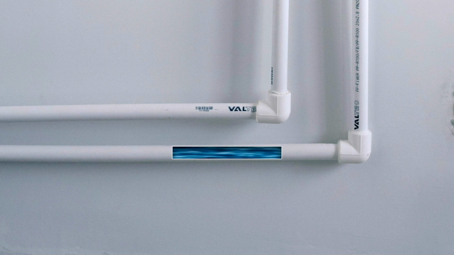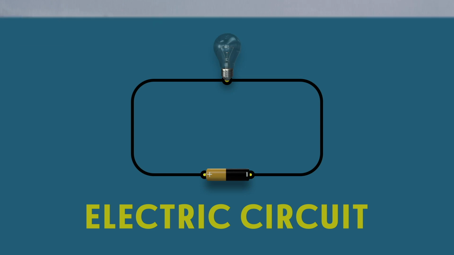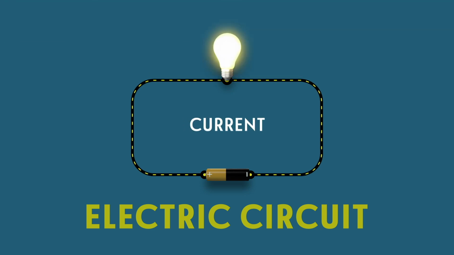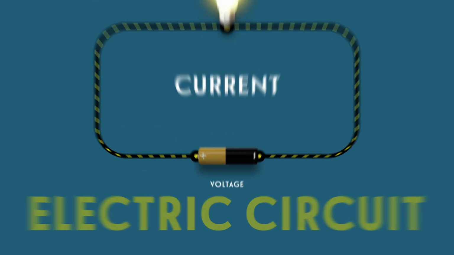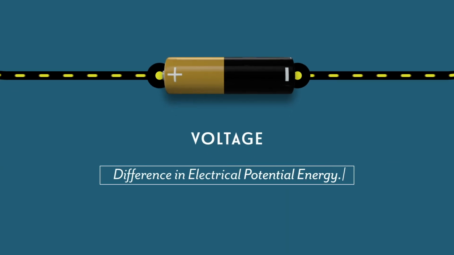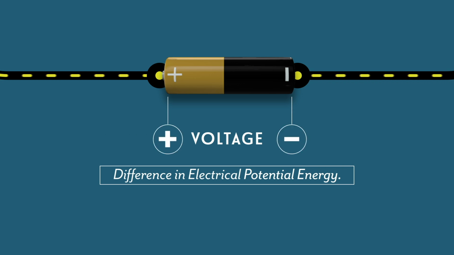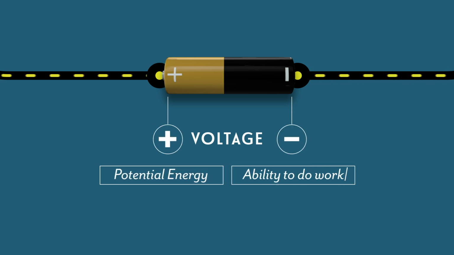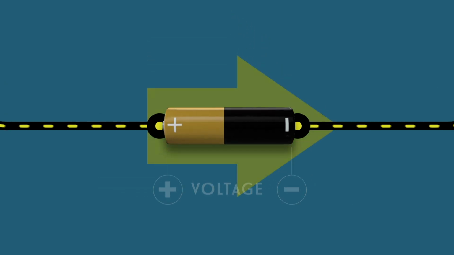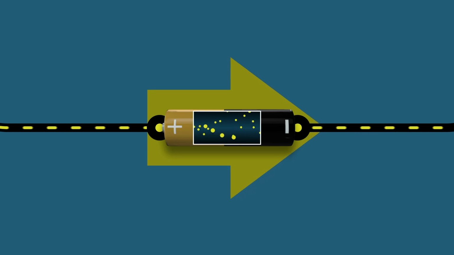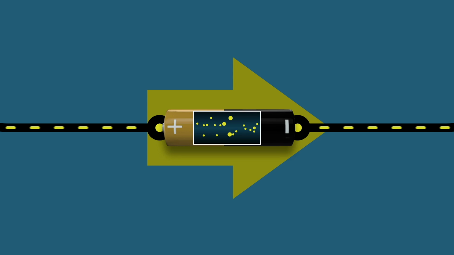As an analogy, we can think of water running through a pipe. An electric circuit is a closed loop where current can flow around. Voltage is the difference in electrical potential energy per unit of charge between 2 points. We can define potential energy as the ability to do work. Work could mean moving something, heating something, powering a motor, etc. Voltage acts like a pushing force, forcing electrons to start moving around, which creates an electrical current.